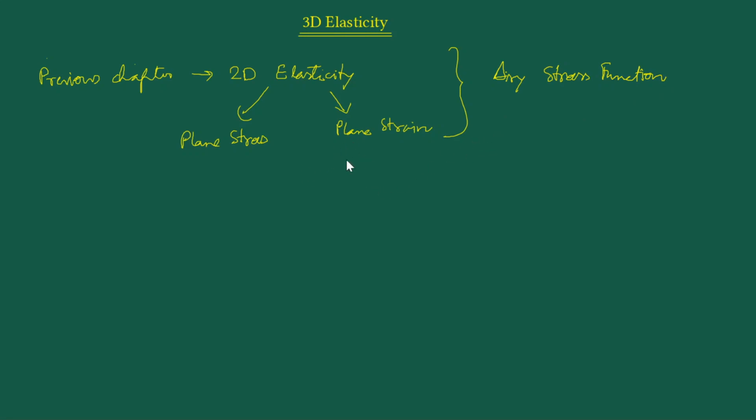And I'm sure that many of the term projects that you are currently doing are also based on this Airy stress function approach. So what we want to do in this 3D elasticity chapter is that out of the many different kinds of methods that are available to us, we are going to choose a method which has a direct connection with the Airy stress function approach, and that method is called the method of potentials. The method of potentials.